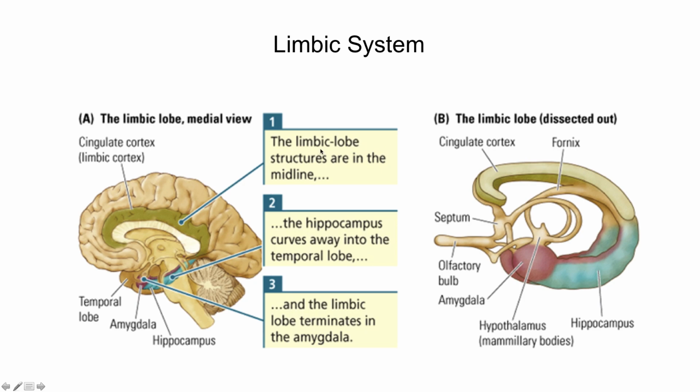So the limbic lobe structures are in the midline. The hippocampus curves away into the temporal lobe, as you can see right here. And the limbic lobe terminates in the amygdala.